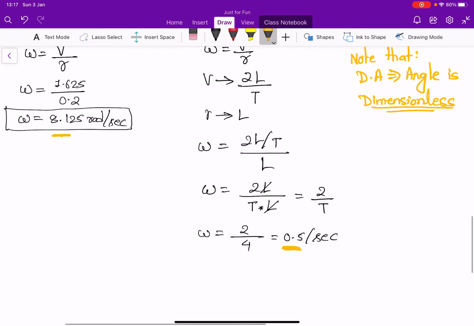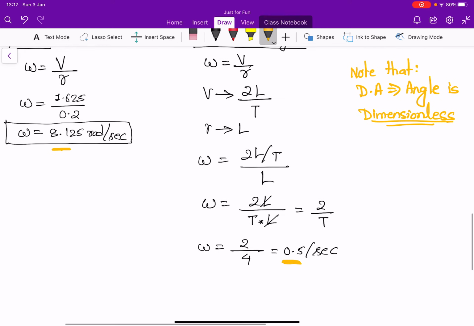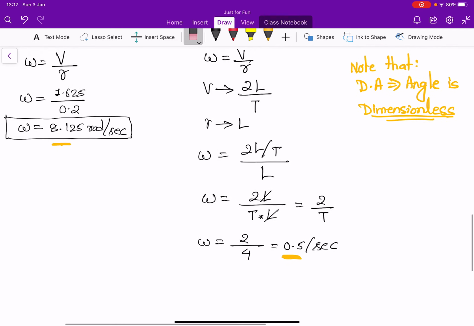Now what we need to do, to match our answer, is calculate the angle and use that angle, which is a radian, and then multiply that, so that we will get our omega in radian per second, because it's not a complete answer. So let's find the angle.